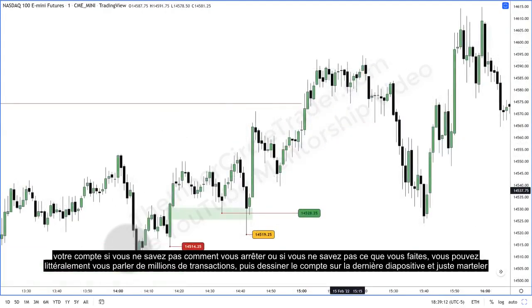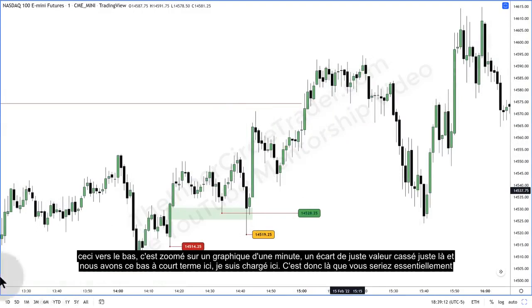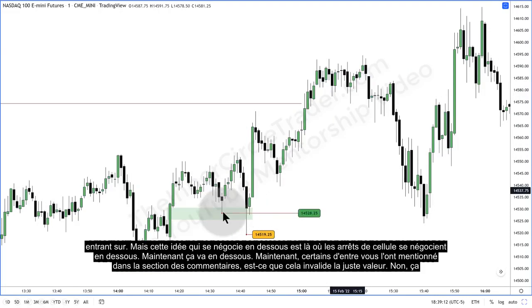Last slide, and just to hammer this down. This is zoomed in on a 1 minute chart. Swing high, broken, fair value gap right there. And we have that short-term low here. I'm noted in here. So that's where you would be basically entering on with that idea. Trading below that is where the sell stops are. Trading below that. Now it goes below that.